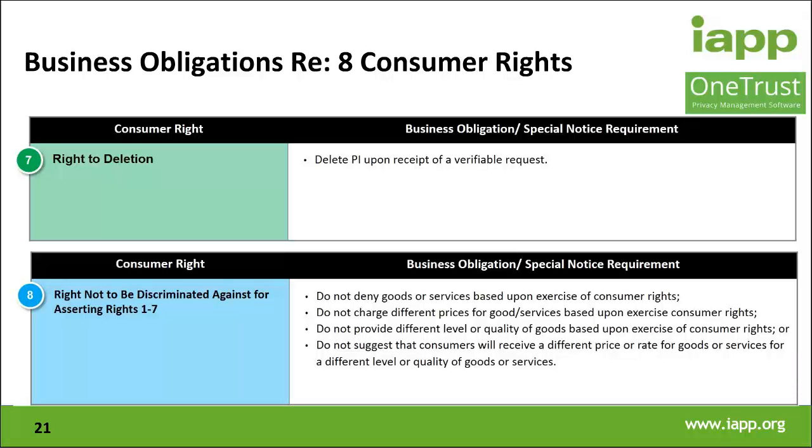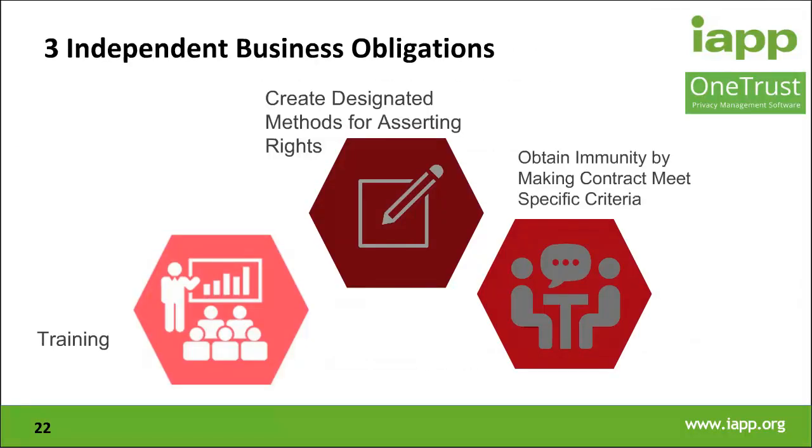And then the 8th consumer right is the right not to be discriminated against. This means that you cannot provide different levels of quality of goods and services for consumers exercising their right not to have their data sold, or any other right that they might have asserted under rights numbers 1 through 7. You can, however, provide financial incentives for data, and it has to be linked to the value of the data. So there are conversations to be had right now with your marketing teams and others to help figure out the value of data for things like loyalty or coupons or other promotions that you might want to give.